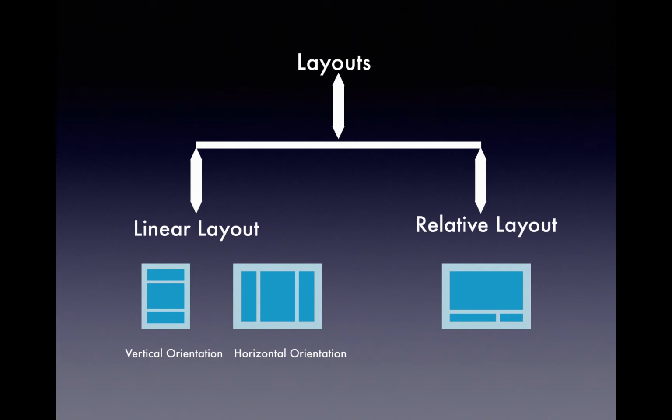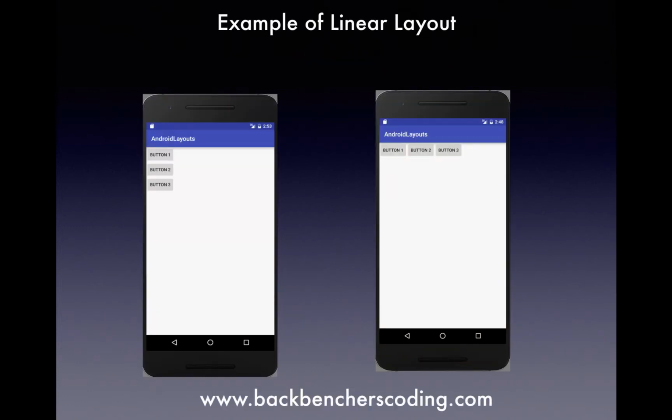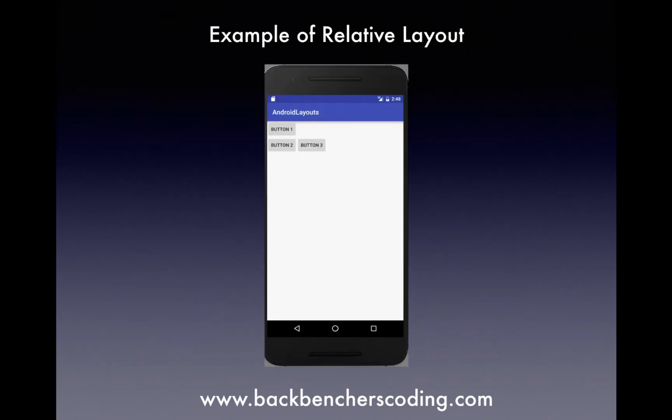Now let us see an example of each of these layouts. In vertical orientation, all the buttons are placed vertically in a single column, whereas in horizontal orientation, all buttons are placed horizontally in a single row. Next, we have an example of relative layout. Here, button 2 is placed below button 1, and the relative position of button 3 is below button 1 and to the right of button 2. So now, let us practically implement these layouts in Android Studio.